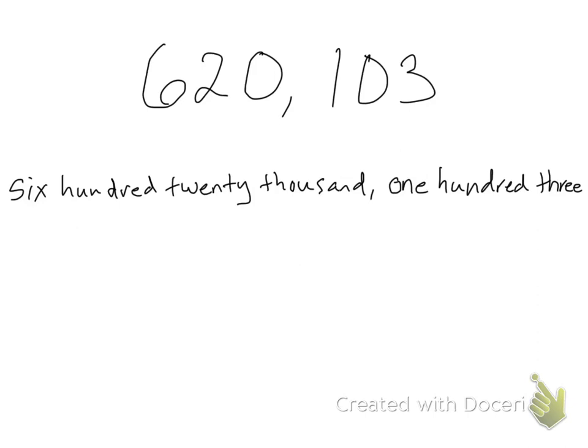Now we keep going even when we get up to the 100,000s. So here I have 620,103. Ooh, that was hard to say. Again, we put a comma after the 1,000. 620,000, 103.